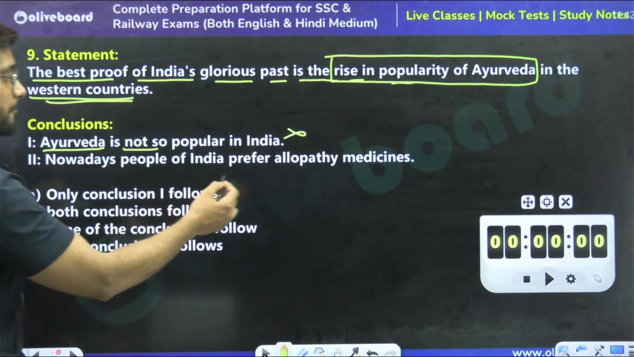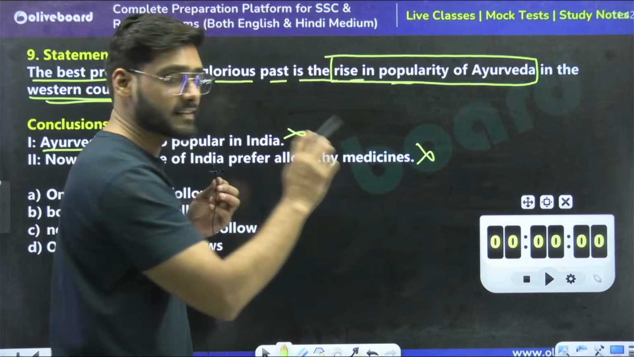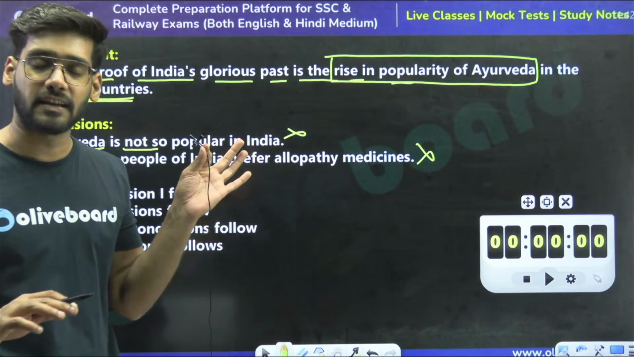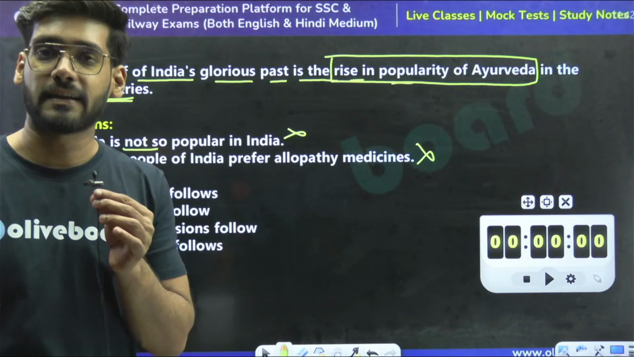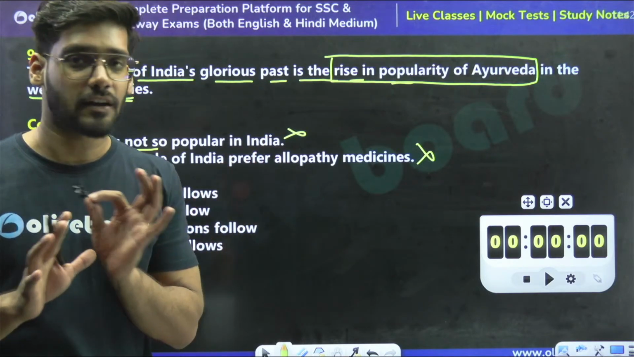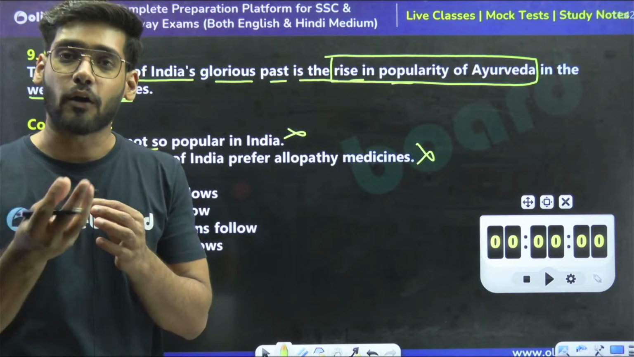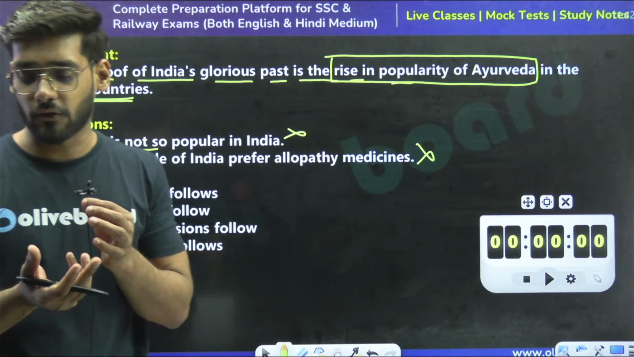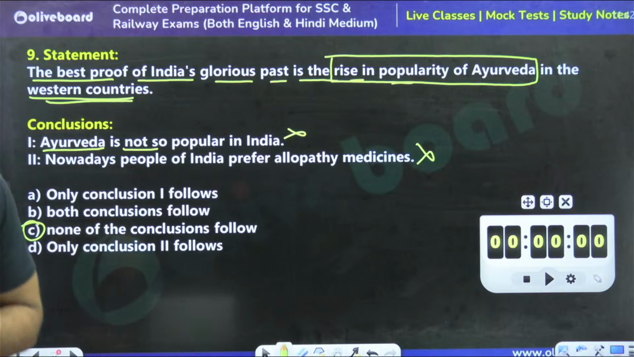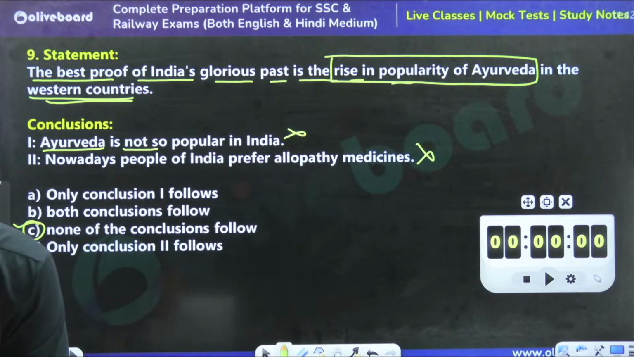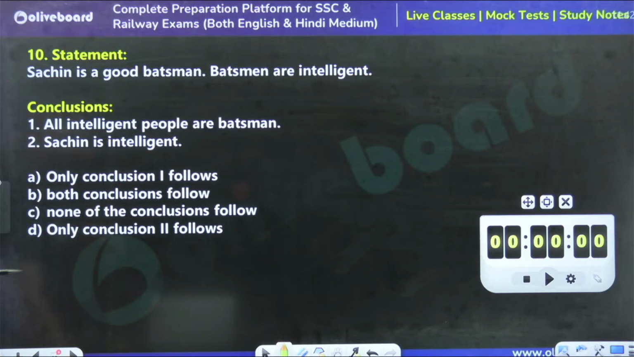Nowadays, people of India prefer allopathy medicine. Is there anything given about the comparison of allopathy, homeopathy, Ayurveda? Nothing is given. So how can we conclude this? We cannot conclude. So both are wrong. None of the conclusions follows. Option number C is the right answer. Okay. Is it clear to you all? Next question. 10th question on your screen.